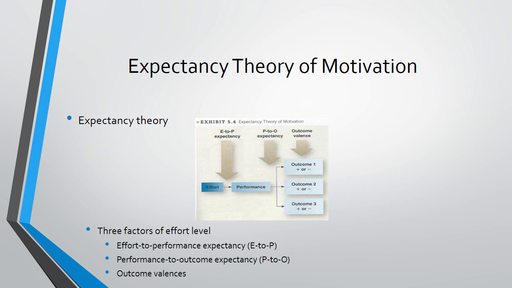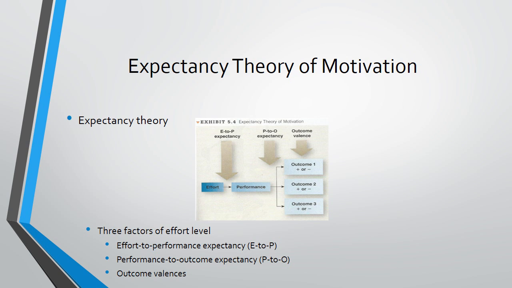The expectancy theory uses three factors to determine an individual's effort level. Effort-to-performance expectancy, E to P, performance-to-outcome expectancy, P to O, and outcome valences. E to P expectancy can be summarized as an individual's perception that their effort will result in a particular level of performance. If an employee believes he or she has the ability to accomplish a particular task, this will result in a probability of 1.